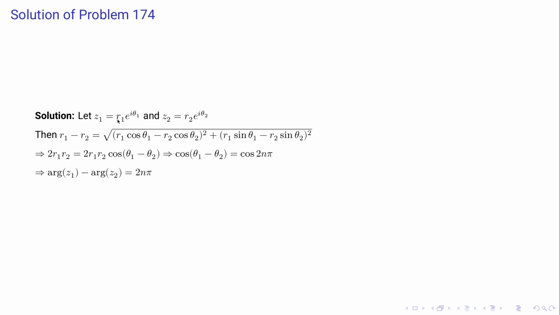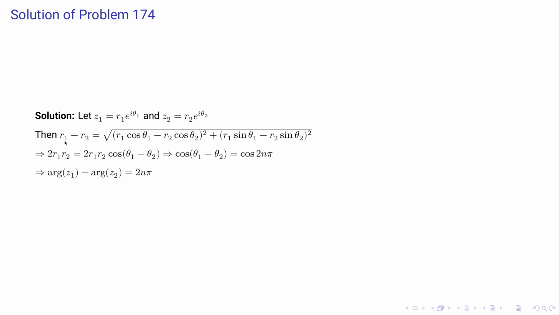So we let Z1 is equal to R1 e^(iθ1) and Z2 is equal to R2 e^(iθ2). So from this we see that the modulus would be the square root of Z1 minus Z2 whole square. So we get here the square root of (R1 cos θ1 minus R2 cos θ2) whole square plus (R1 sin θ1 minus R2 sin θ2) whole square.